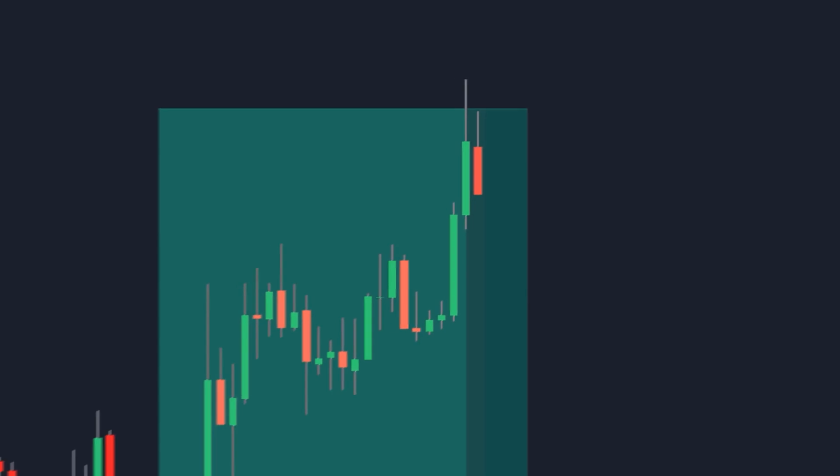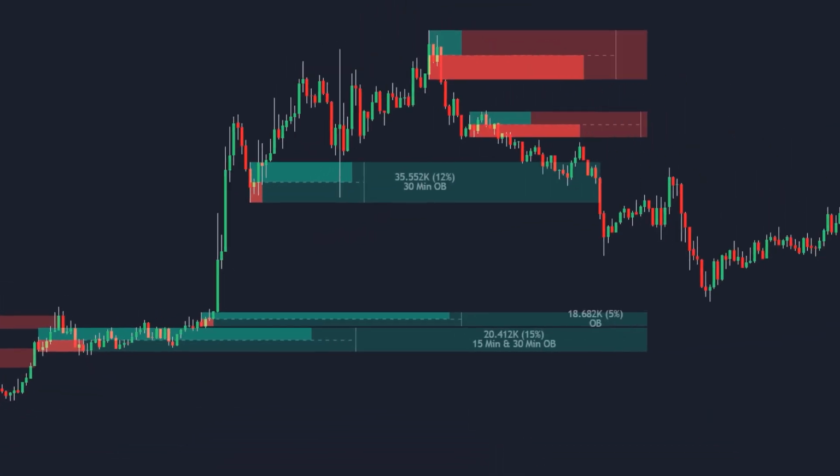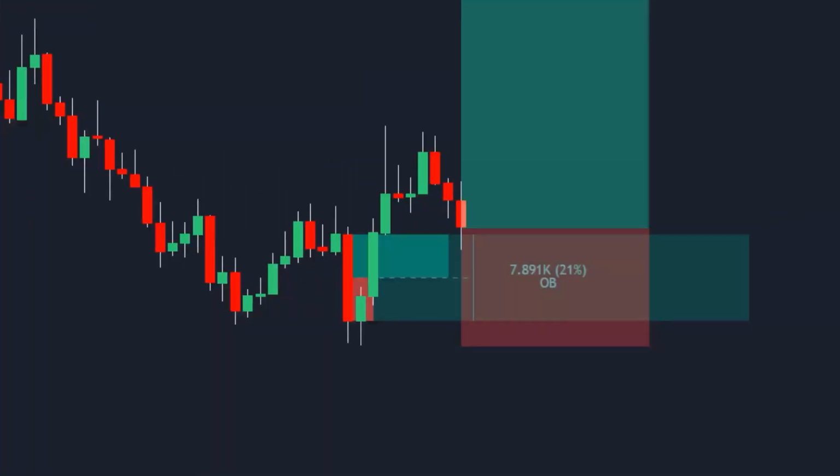Higher time frame order blocks keep you aligned with the big picture. They help you avoid bad trades, spot stronger zones, and time entries with real conviction. If you're not using higher time frames in your analysis, you're going to get wrecked.